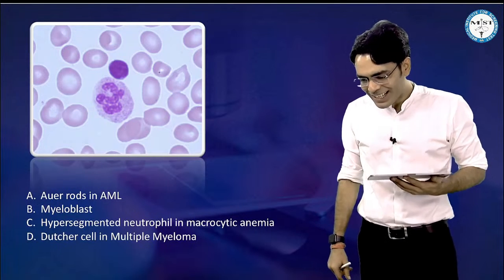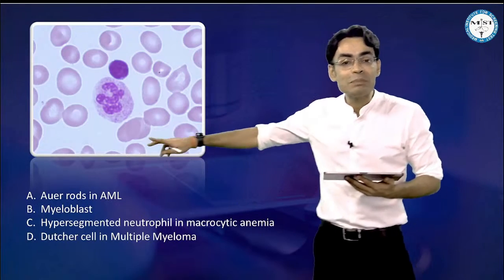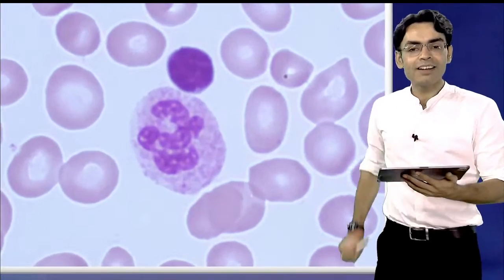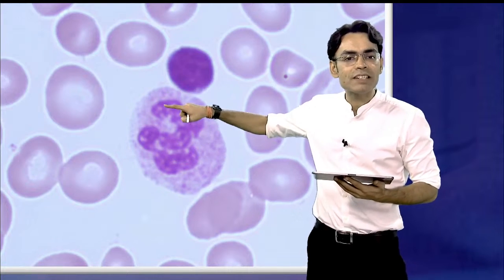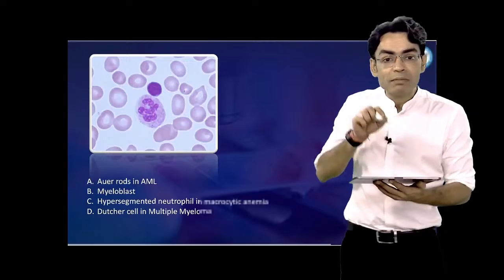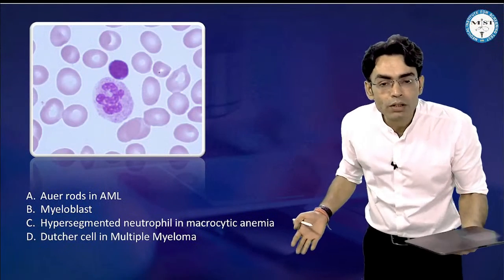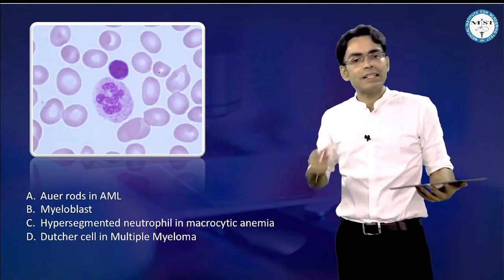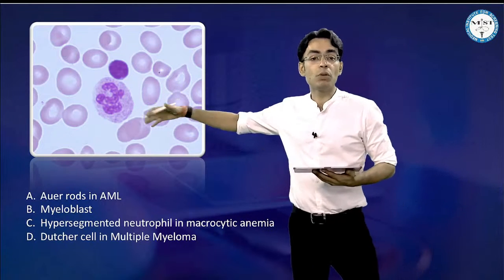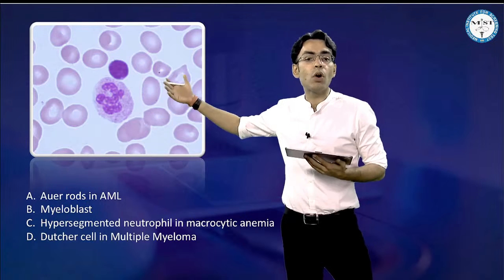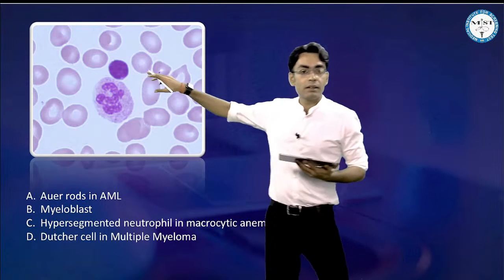Yes, this is a hypersegmented neutrophil, guys. See the nuclear lobes: 1, 2, 3, 4, 5, 6. So there is hypersegmentation of the nucleus here. What are the normal nuclear lobes of a neutrophil? 3 to 5. But when you are getting more than 6, you call it a hypersegmented neutrophil.